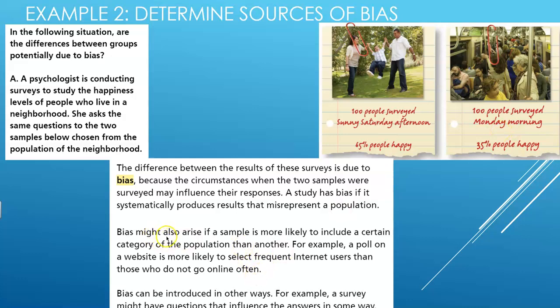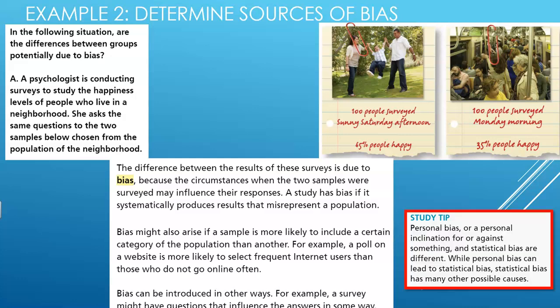So the biases can arise for different reasons. It could include a certain category of the population. A poll on a website is more likely to select frequent internet users than those who do not go online often. So that would be biased. Bias can also be introduced in other ways. For example, a survey might have questions that influence the answer in some way. So it's the way you ask the question.